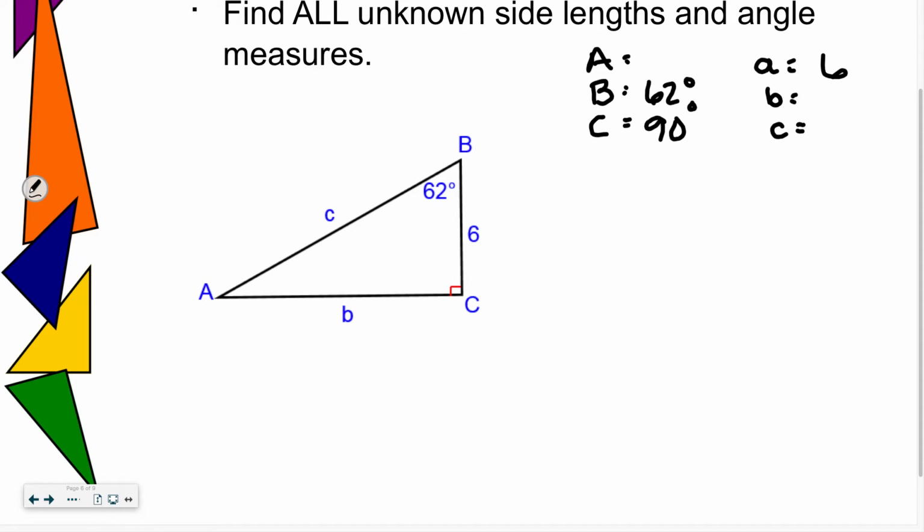Raise your hand if you can tell me how to find one missing piece of information. Tell me. Well, you can find angle A just by subtracting 62 and 90 from 180. Yeah, all 3 angles in the triangle add up to 180. So Tommy says take 180 minus 90 minus 62. Or you could have just done 90 minus 62, because your 2 acute angles have to add up to 90. So angle A is 28 degrees.